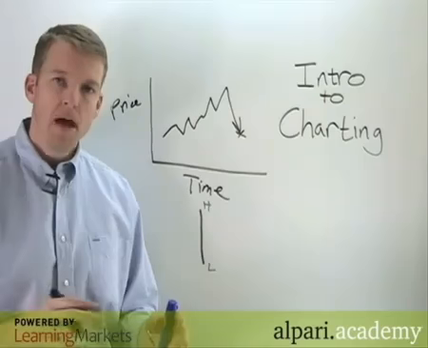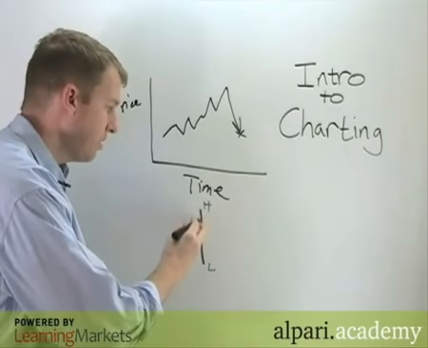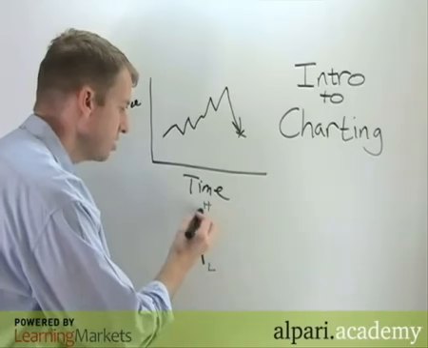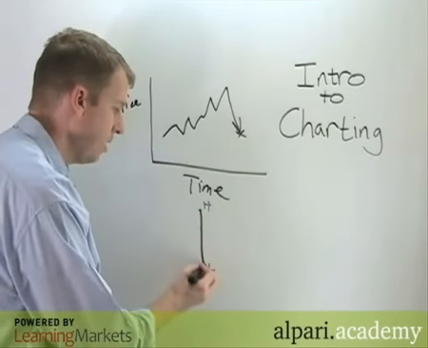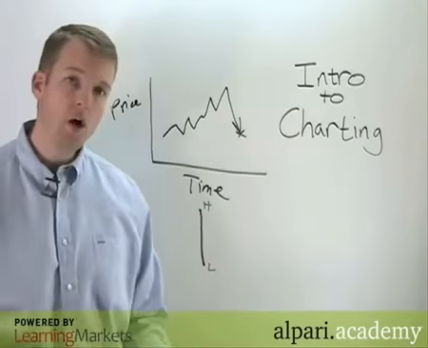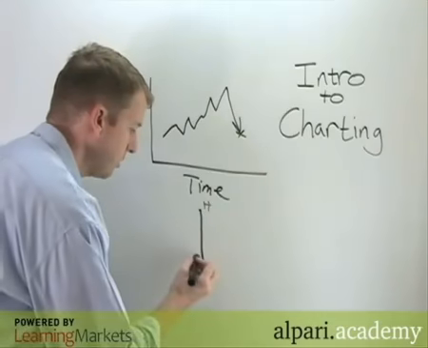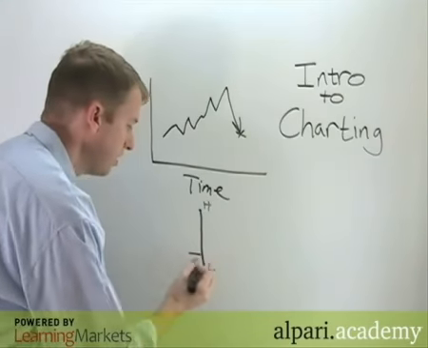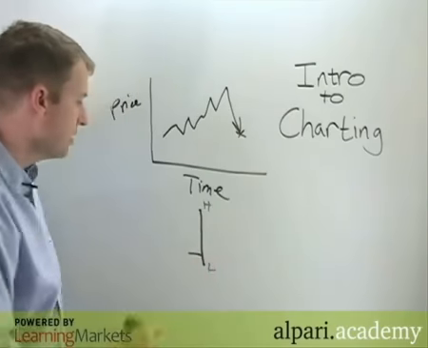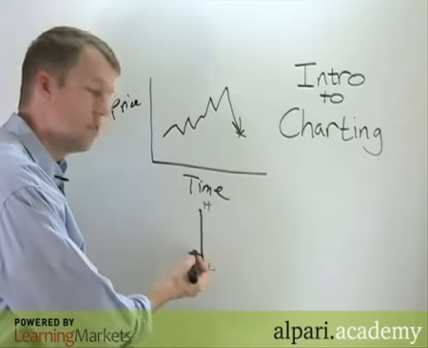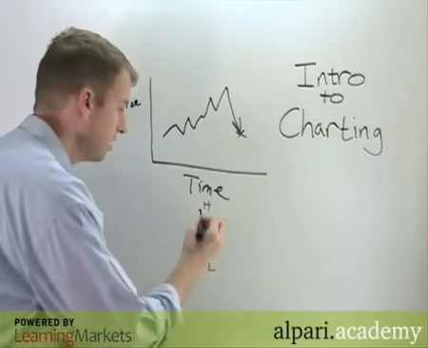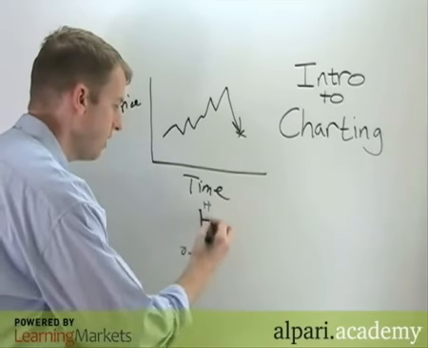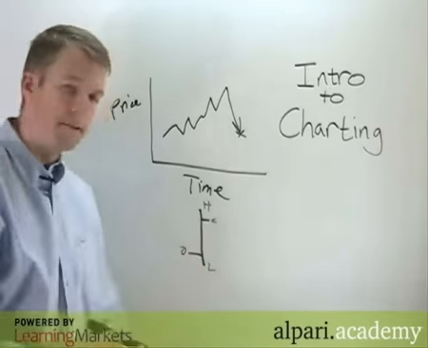So whatever the high price was during that period, during that day or hour or whatever charting period we're using, that's going to show us at the very top what that high was, and at the very bottom what the low was. Now, you'll also typically see with bar charts, which are very popular, a little tick over here on the left-hand side for the open price, and then a little tick up here on the right-hand side for the close price. So close up here, open down there.